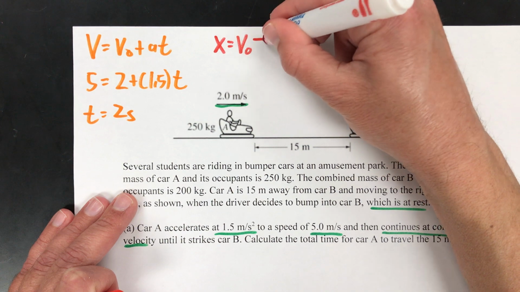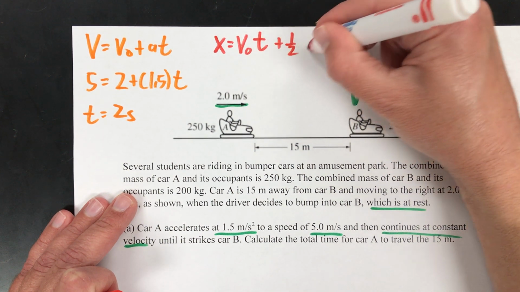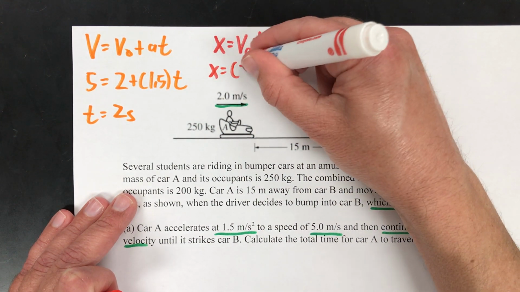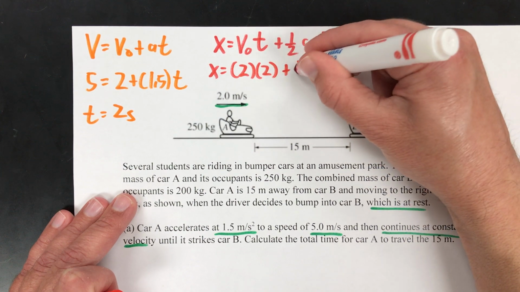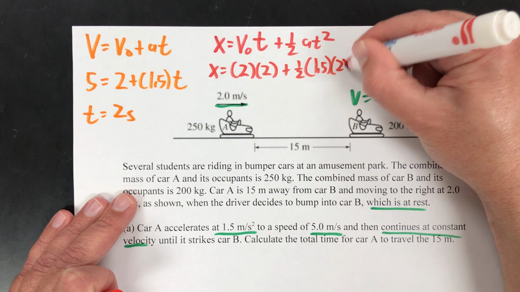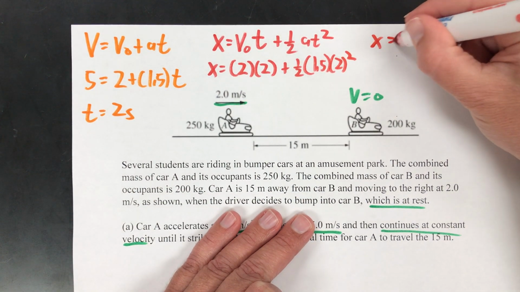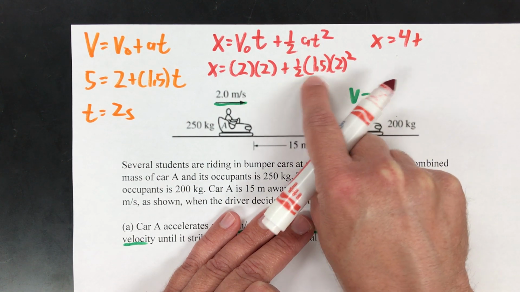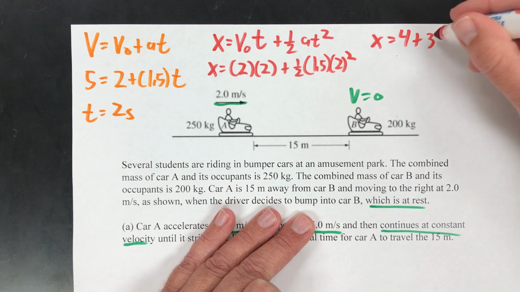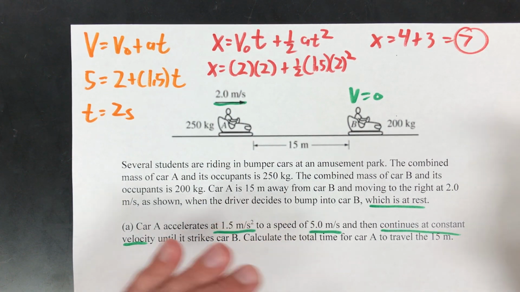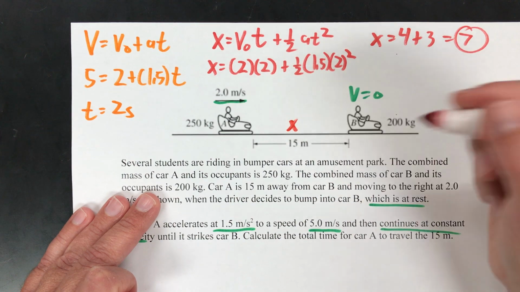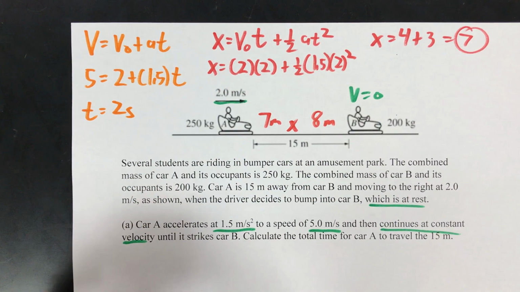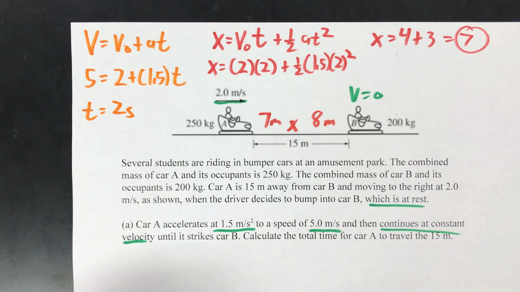The displacement equals the initial velocity times time plus 1/2 times acceleration times time squared. When we plug in, our initial velocity was 2, our time is 2, our acceleration is 1.5, and our time is 2 squared. So 2 times 2 is 4, plus 2 squared is 4, times 1/2 is 2, times 1.5 is 3. So 4 plus 3 is 7. We went 7 meters. Let's say around here we stopped accelerating. We went 7 meters there, which means we have 8 more meters to go at constant speed.